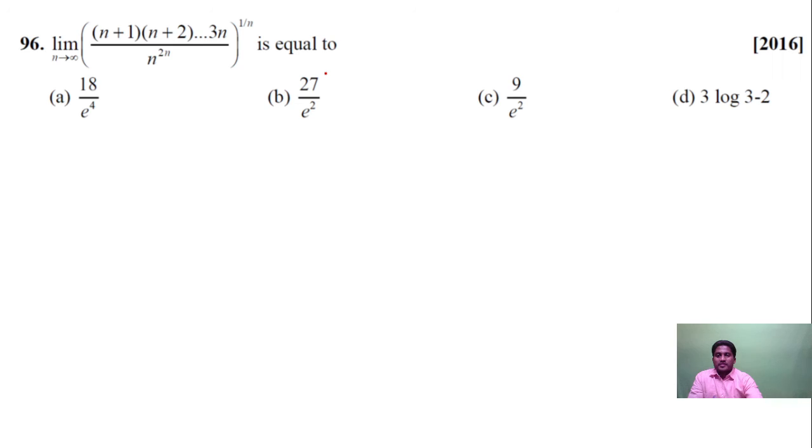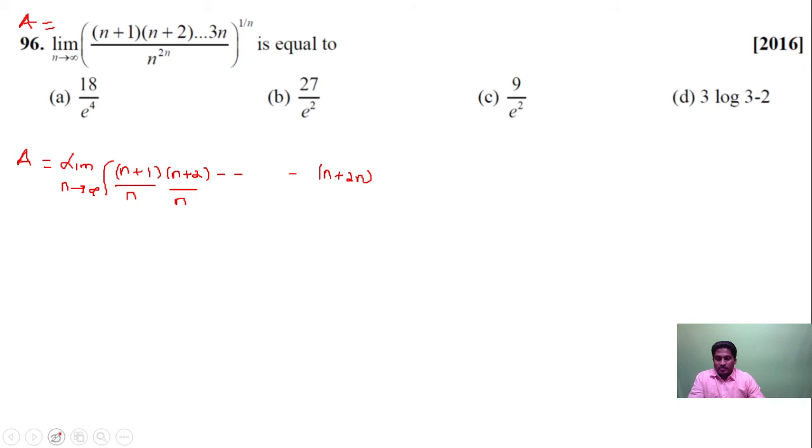There's a similar question, guys. I will take this as A is equal to the limit n tending to infinity of, follow this step carefully, n plus 1, n plus 2, and so on, up to n plus 2n, whole divided by n power 2n. So this is n into divided by n. Let me write like this, whole divided by.